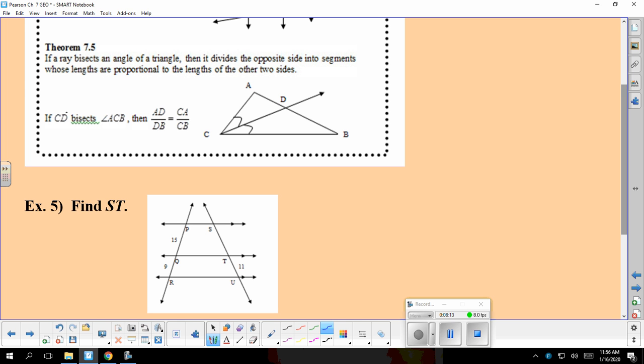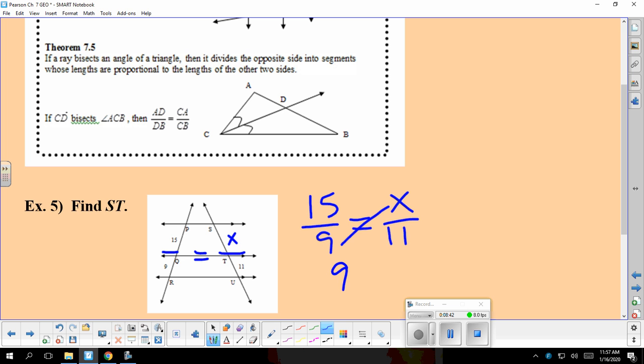So I want to find ST, so I'm going to put an X right in there. And this is just like our side splitter theorem problems. Put your line here, set an equal line there. There's our proportion we need to solve. Cross multiply here. 9x equals 15 times 11.